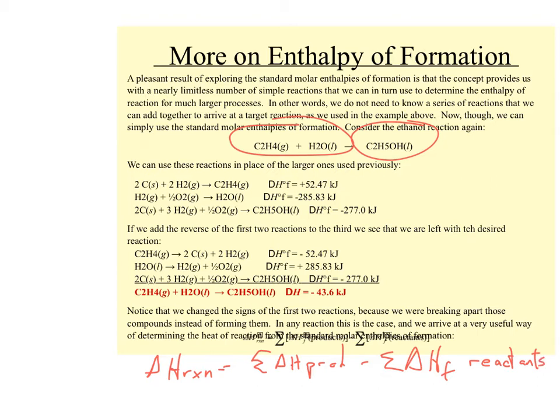So that means I can look at this reaction up here and ask, what does it take to make this? That's a reactant, C2H4. What does it take to make H2O? That's another reactant, H2O. So now I've got these two reactants. Well, what does it take to make this, C2H5OH? Here it is.